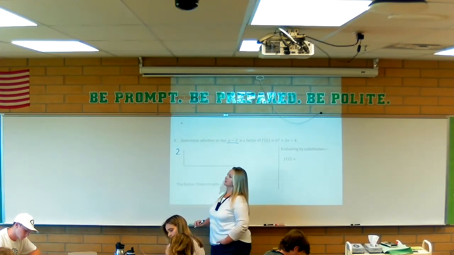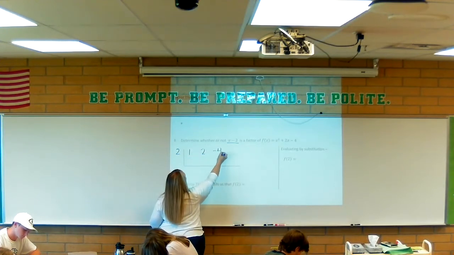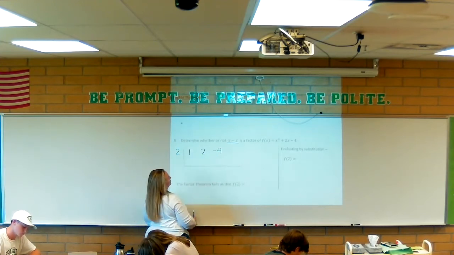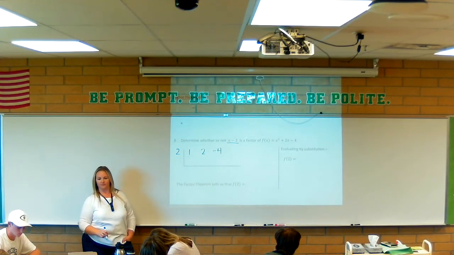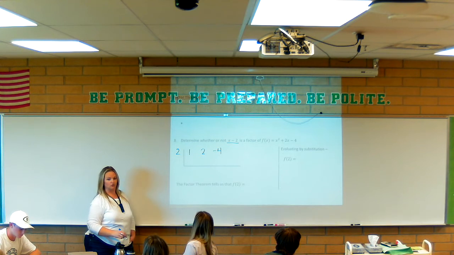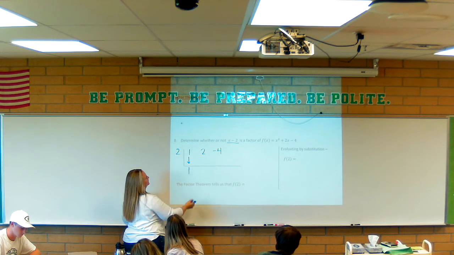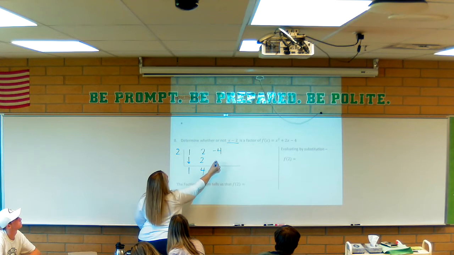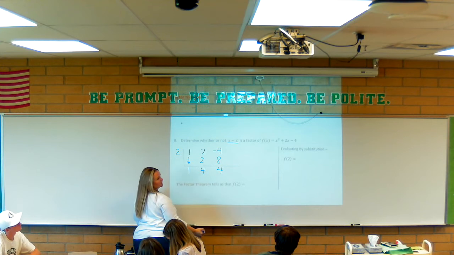What numbers? 1, 2, -4. Am I sure I didn't need any placeholders? 2, 1, blast off. Okay, we're there. Now what? Drop it. Multiply it. And that gives me 4.